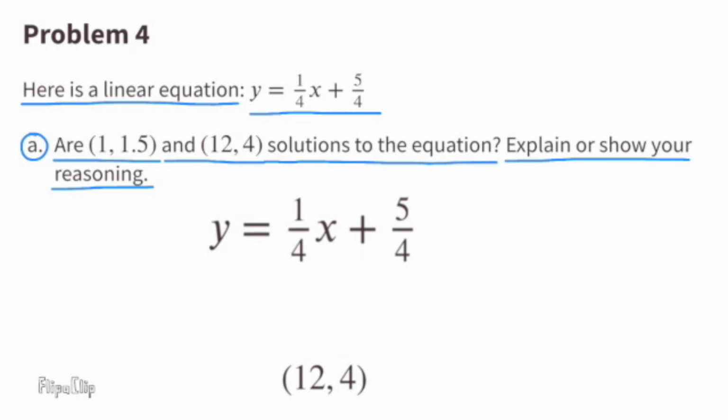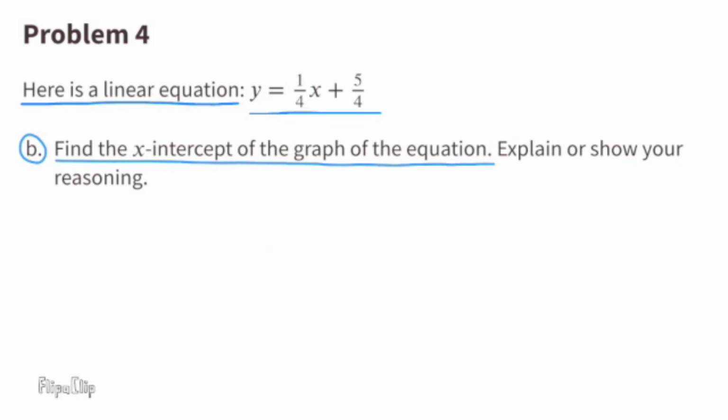For the next set of points, let's substitute the x with a 12 and substitute the y with a 4. 1/4 times 12. 1 times 12 is 12. 4 times 1 is 4. 12/4 plus 5/4 equals 17/4. And 17/4 is 17 divided by 4, or 4 and 1/4, which does not equal 4. So no, this set of points is not a solution.